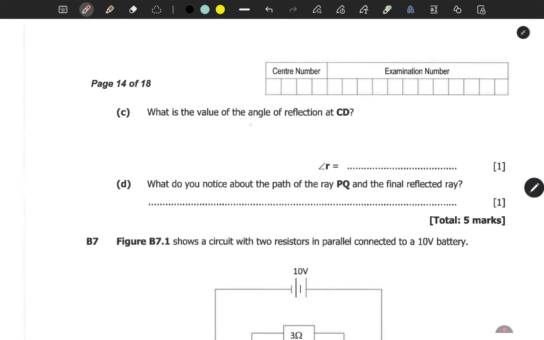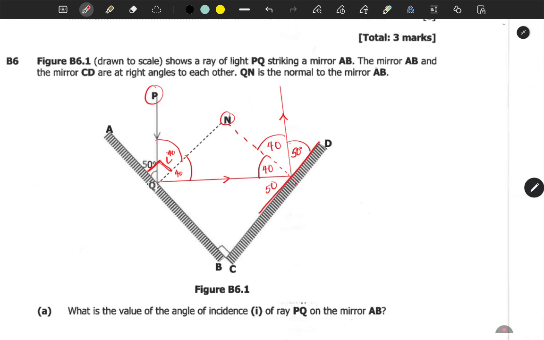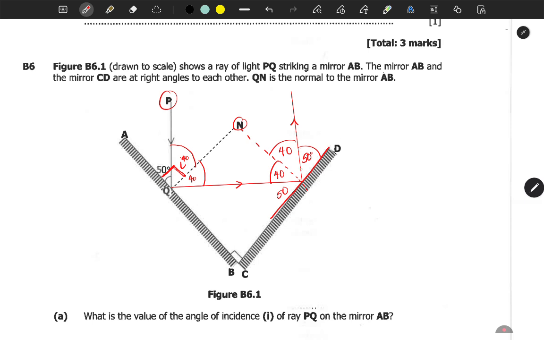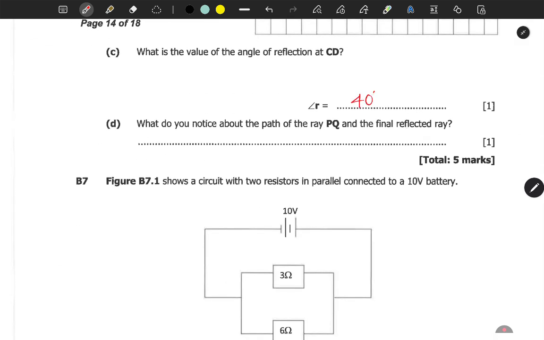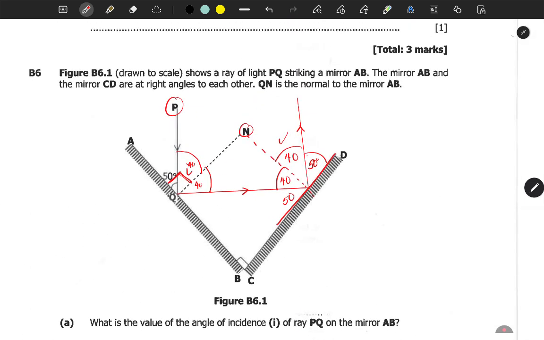Next is, what is the value of the angle of reflection at CD? CD is this line. The angle of reflection is the angle between the normal, which is this line here, and the reflected ray. So the angle is still 40. It is reflection, not refraction, by the way. What do you notice about the paths of PQ and the final reflected ray? They are saying, what do you notice about this PQ and the final one that you've drawn? What can we say about them?